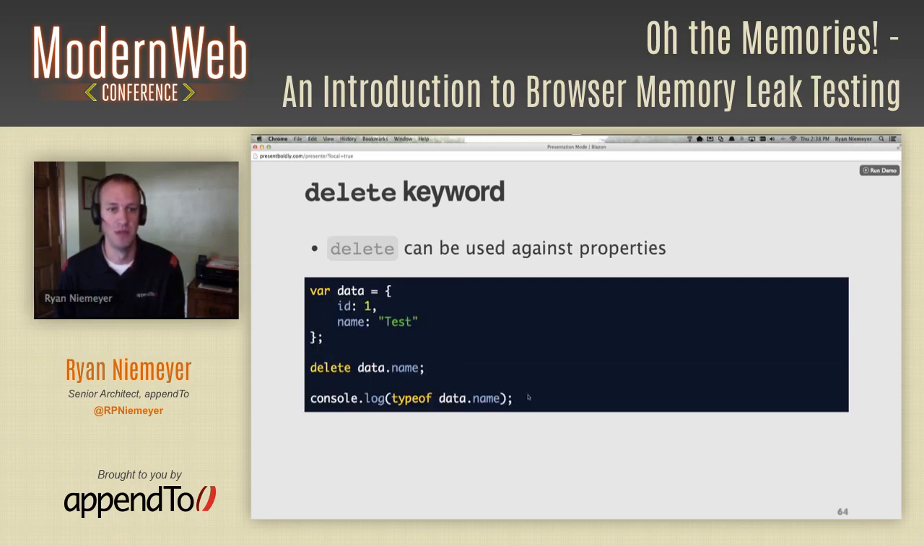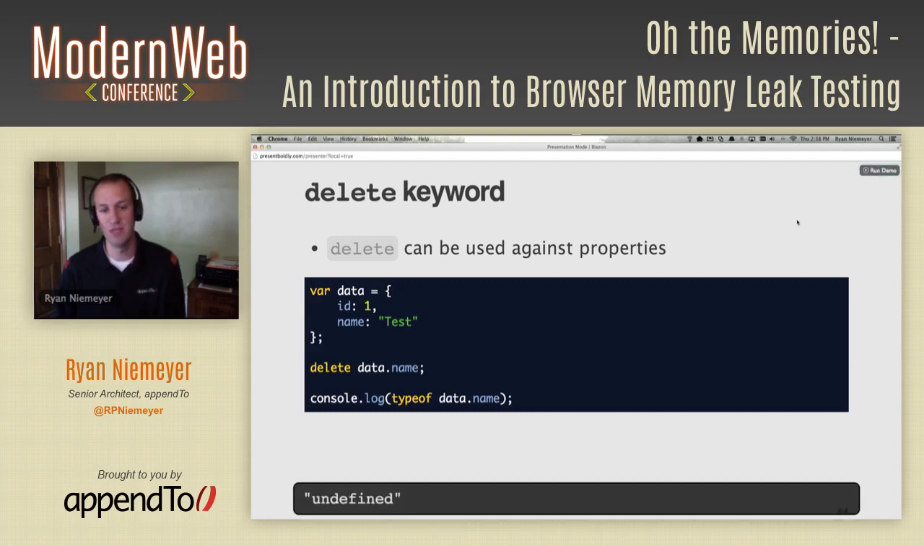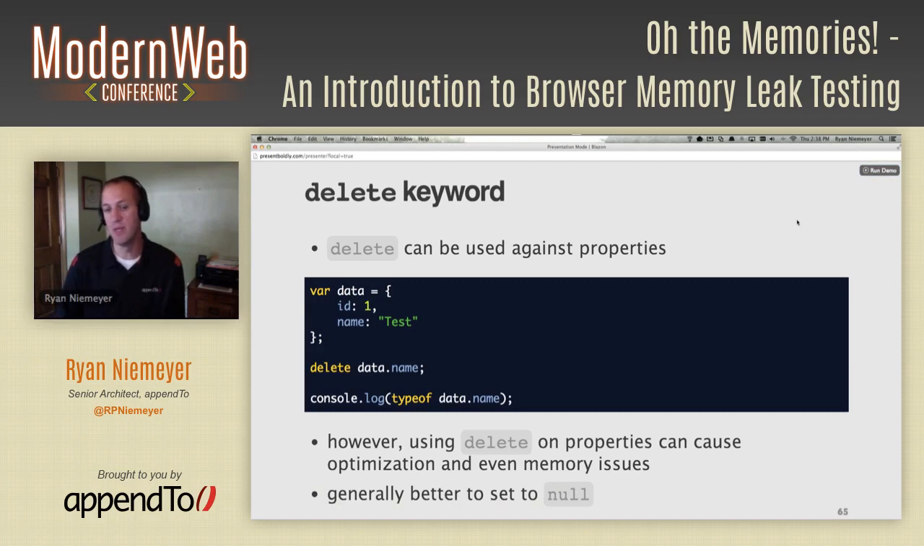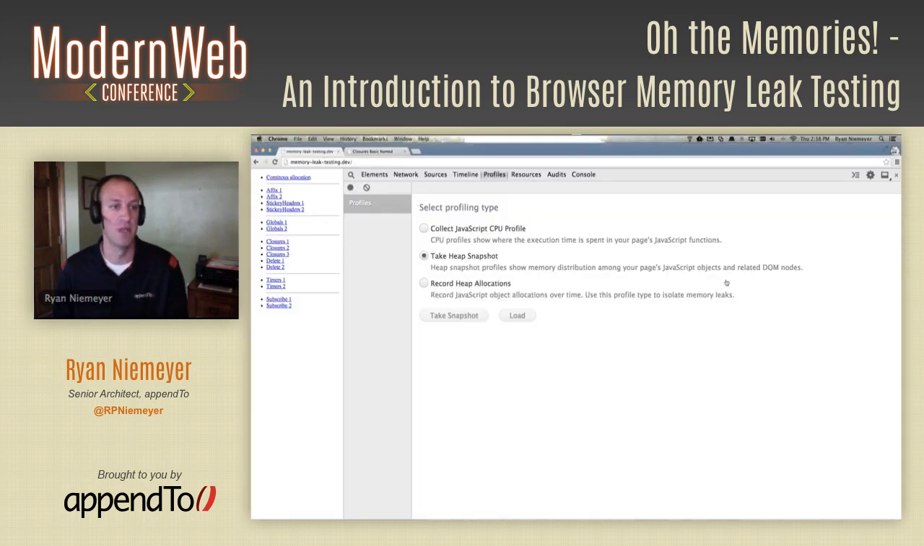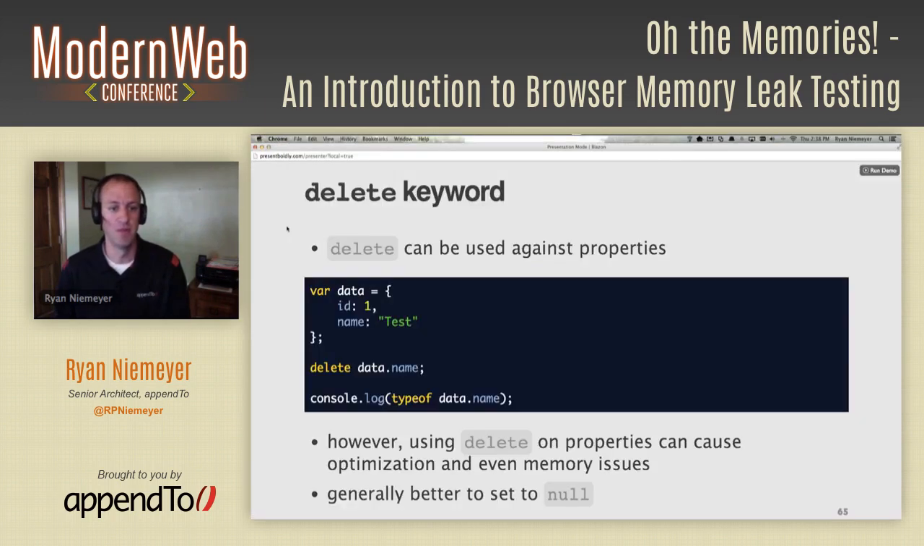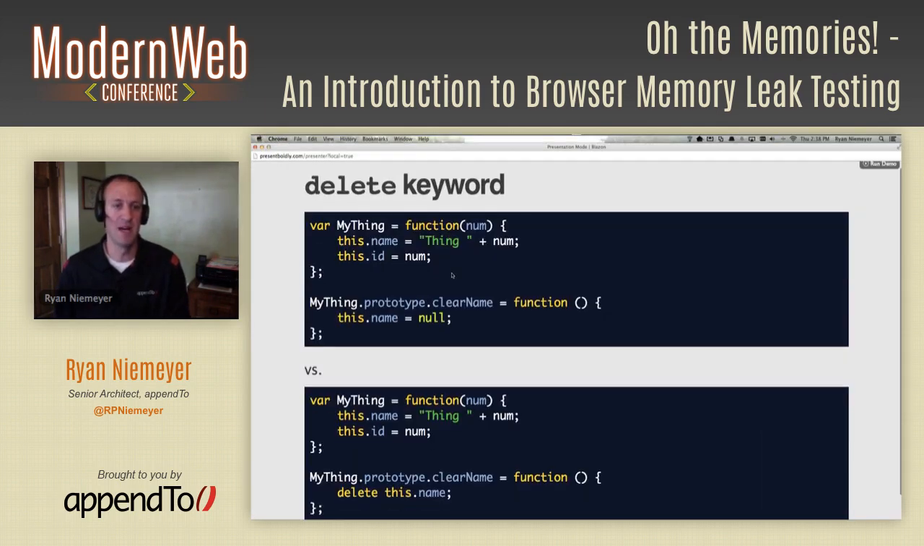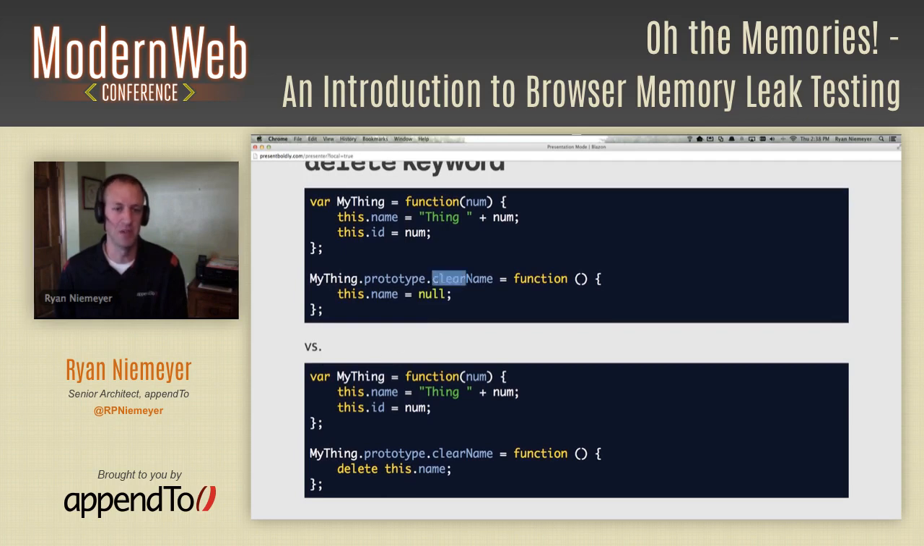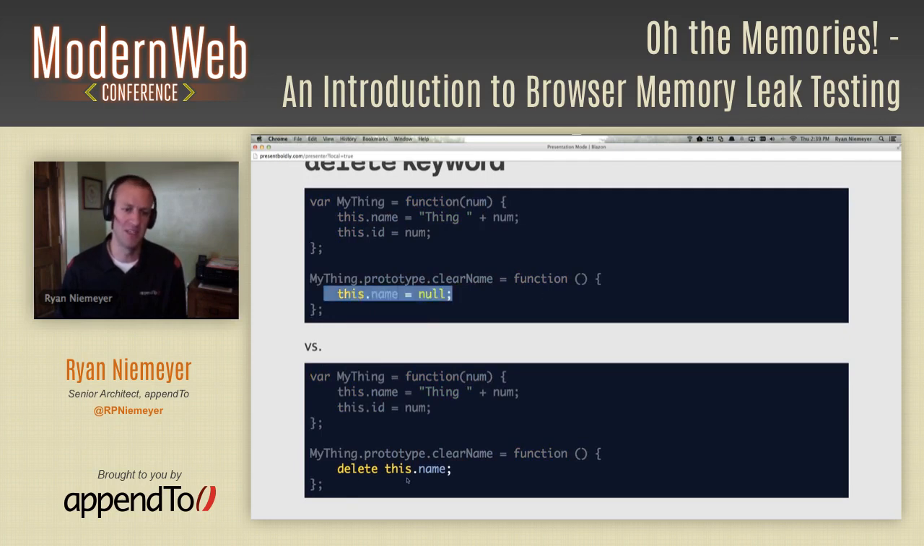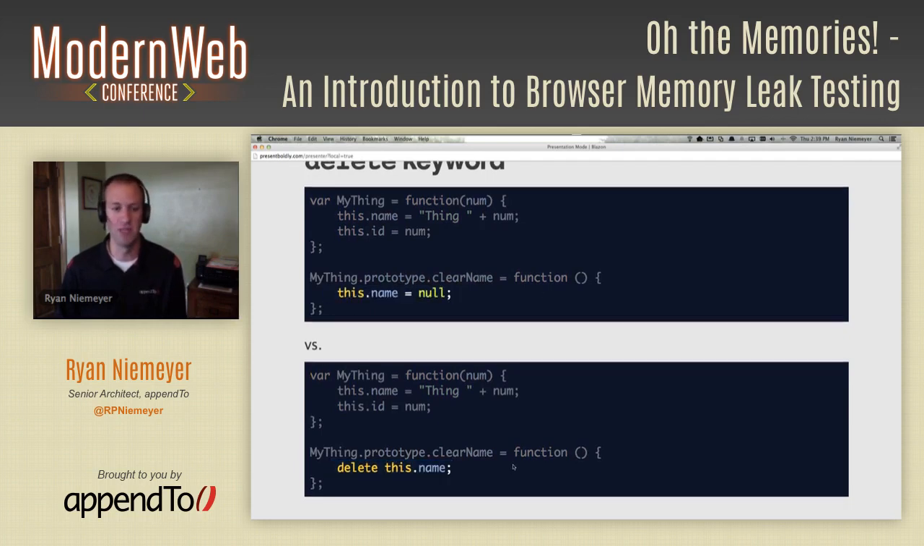It's not supposed to. Delete keyword can be used against properties. So I can do delete data.name, and then I can do typeof data.name. It's undefined. So that's where it can be used, but you really want to be careful with it because it can cause some major issues with optimization. I would like to show that really quick here because I think that I found this really interesting. Let me flip over here. So let's say I have these myThing objects with a name and an ID, and let's say I have a function called clearName. And the thing about this clearName function, there's two different implementations of it. In one, I'm going to set it to null, and one, I'm going to delete the property.